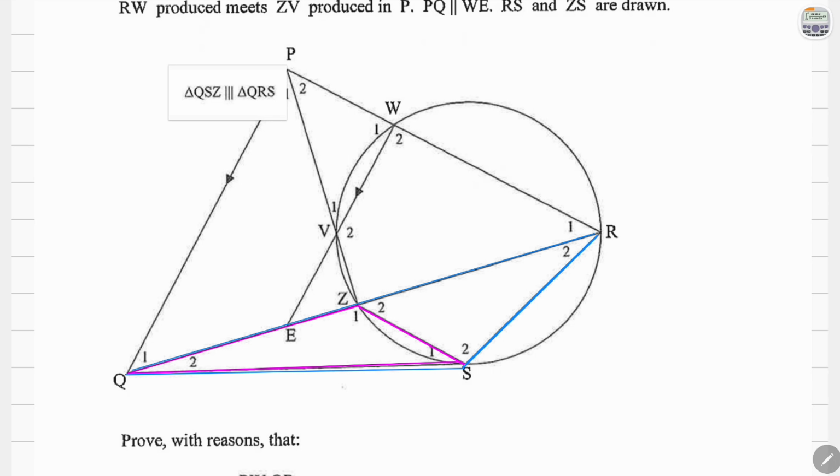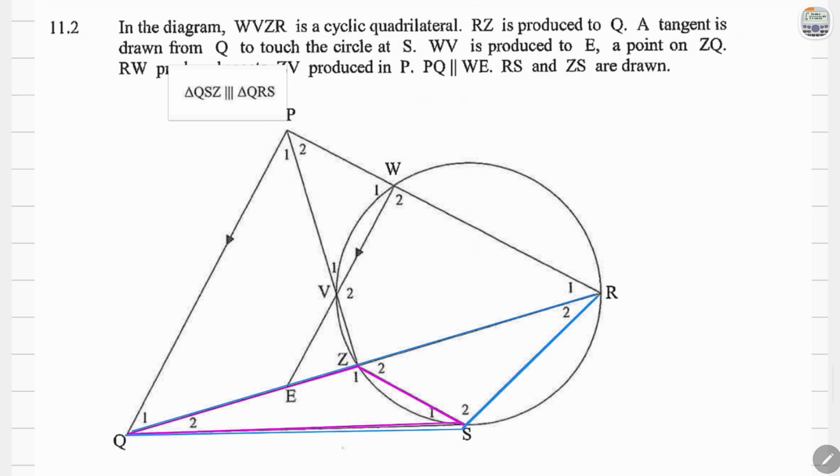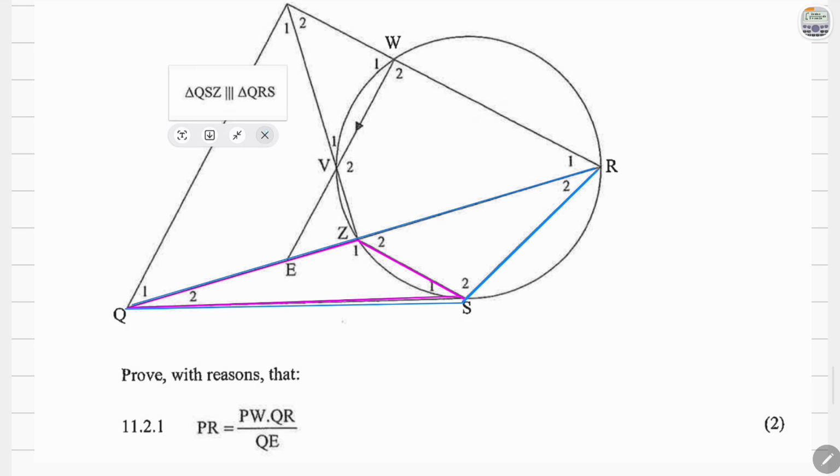You would have to prove that the corresponding angles are equal in these triangles. What I mean by that is if you have two triangles, to prove that these two triangles are similar, you have to show that this angle is equal to this angle, and this angle is equal to this angle, and then this angle is equal to this angle, okay? So they have to be equal. Let's see how that happens.